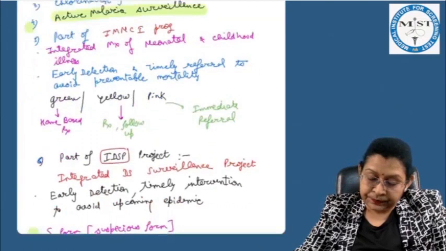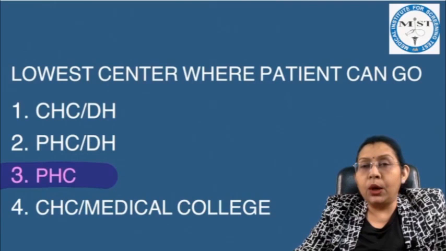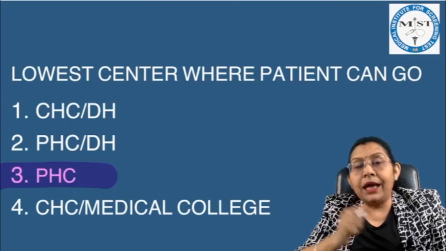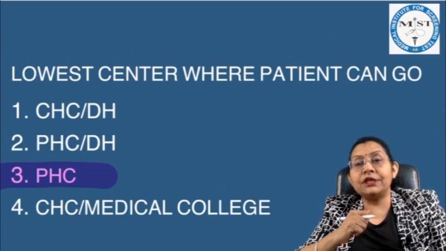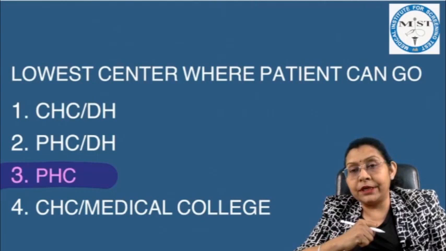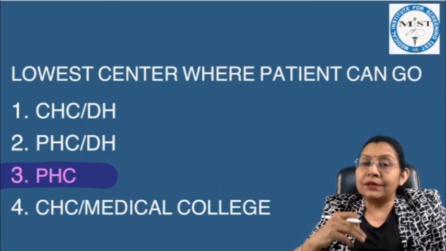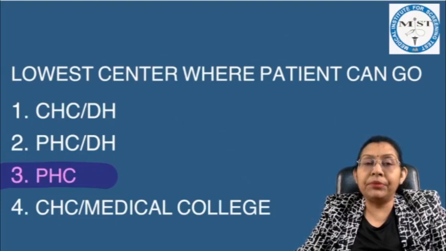Lowest center where patient can go. We know, as per our healthcare system, we had some workers and centers in the village, like the ICDS centers, and the workers we had as ASHA workers, village health guides, and traditional birth attendants. Then we had the sub-centers, primary health centers, community health centers, and onwards. Now here, as ICDS centers or sub-centers are not in the options, the lowest center where the patient can go is primary health center.